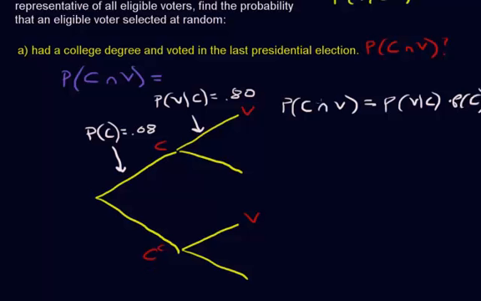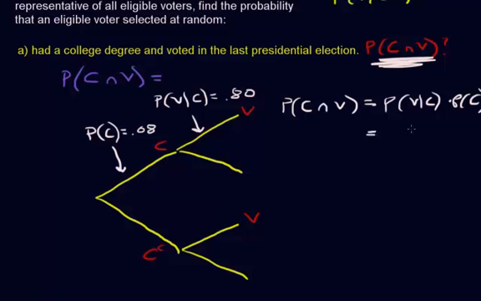So that's going to be the probability of voting given you're college times the probability of college. And guess what? Here's our conditional probability formula. Oh, and look, that's exactly what we were trying to find. Hey, how nice is that? I didn't mean for that to happen. It just did.